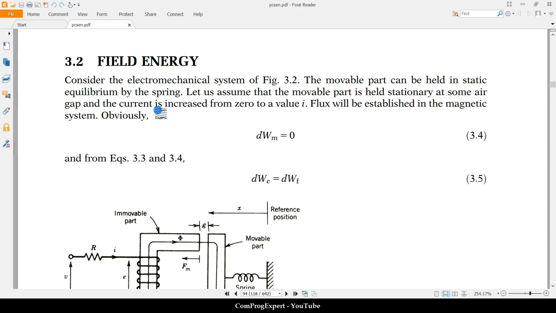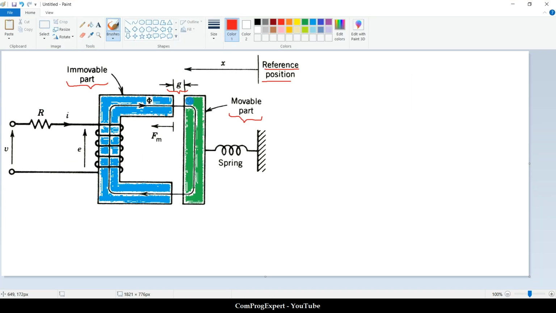and the current is increased from 0 to a value I. Flux will be established in the magnetic system. Obviously, the change in the value of the mechanical energy is 0. Yes, correct, because here we fix the position of this movable part and connect a voltage source here.